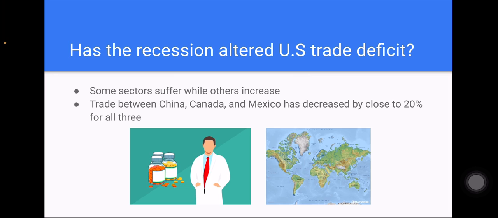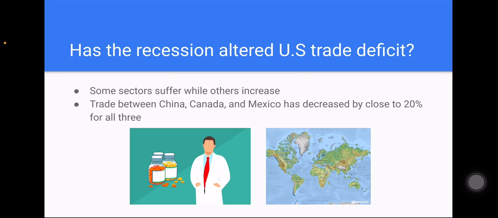Sorry to skip and leave that slide so far ahead, but next we have, has the recession altered the U.S. trade deficit? To speak on the bullets provided on this slide, some sectors suffer while others increase. That's going to happen everywhere you go with things like this. And trade between China, Canada, and Mexico has decreased by close to 20% for all three of them. This recession has affected the U.S., but we are managing, because although some sectors are doing poorly, others are doing better, or are close to what they would be normally.